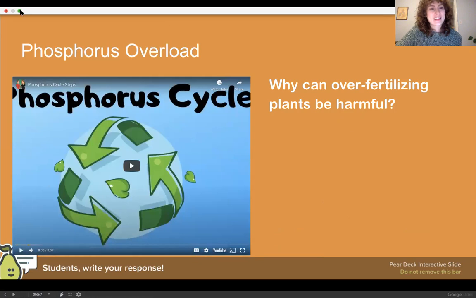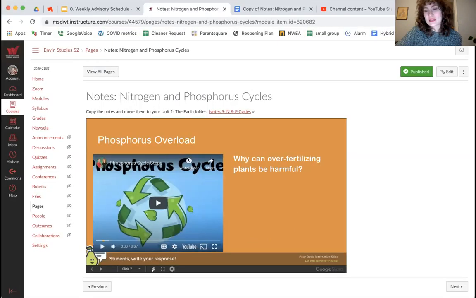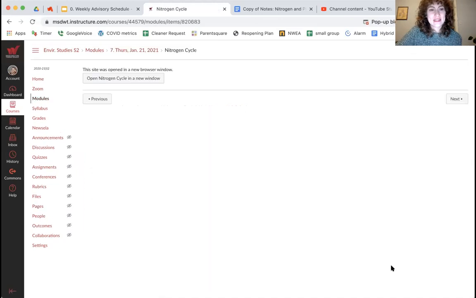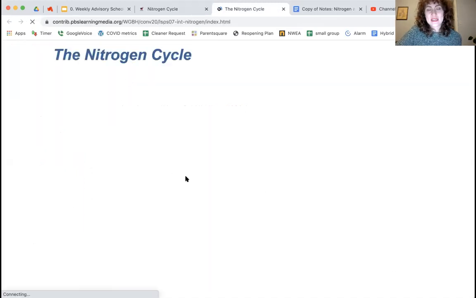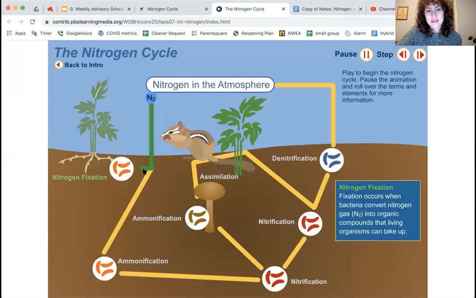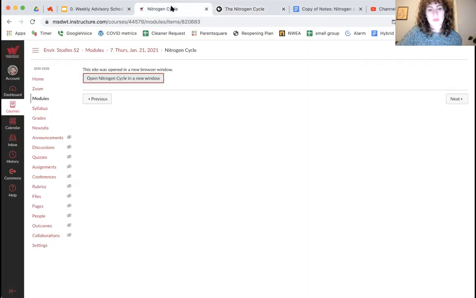And that brings us to the end of the notes, and let's see what we have as an assignment on this module. Click next. This is a website. We're actually going to look at it in another module because we didn't have time in class, but it is a nice animation of how the nitrogen cycle works, so I included it.